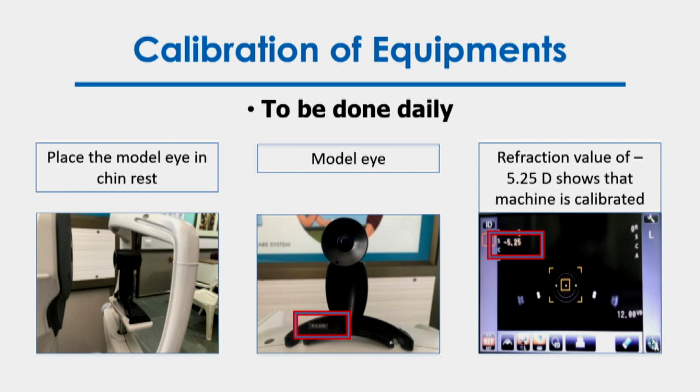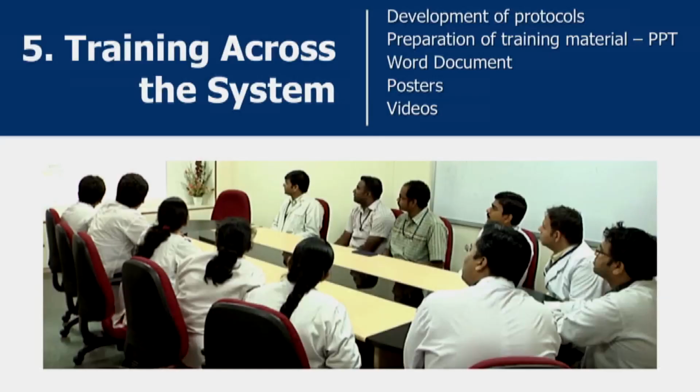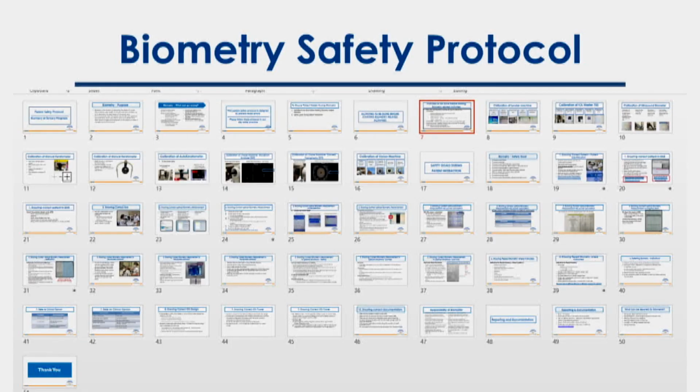Then we also found calibration to be a problem. So we brought in calibration, which is done as per the requirement for all the equipment across the system. And again, the training across the system: developing the protocol, preparing the training material, Word documents, and also posters. This is the protocol, this you can see. This is for the biometry. It has about 50 slides going into all the details of how the whole process has to be done. So this is the presentation we have for the biometry part of it.